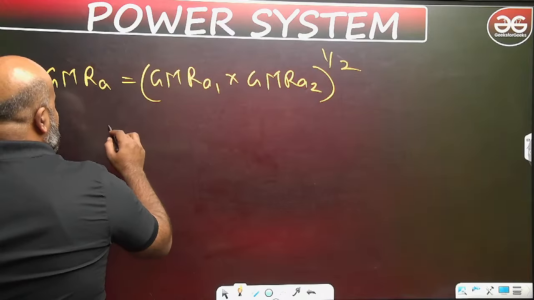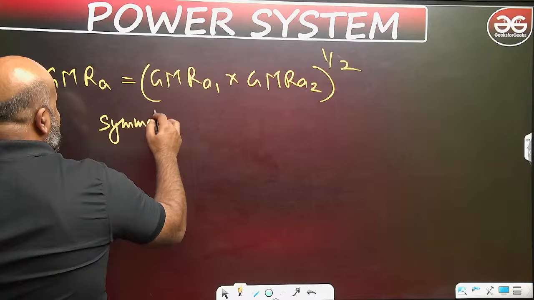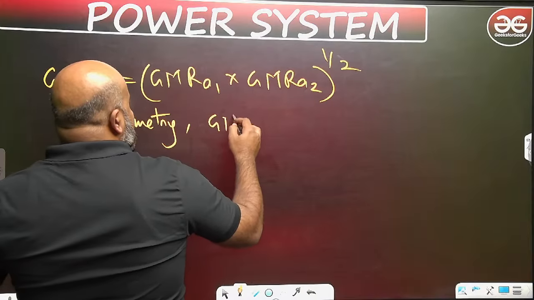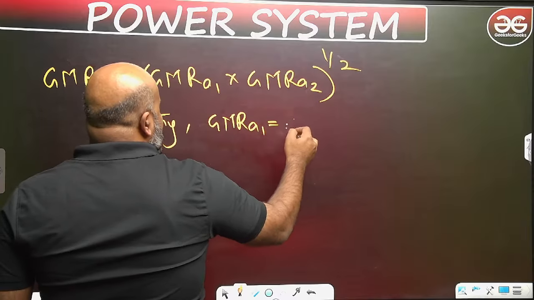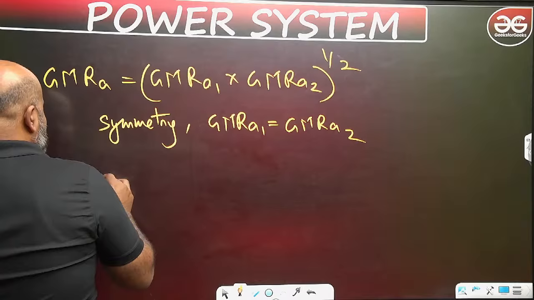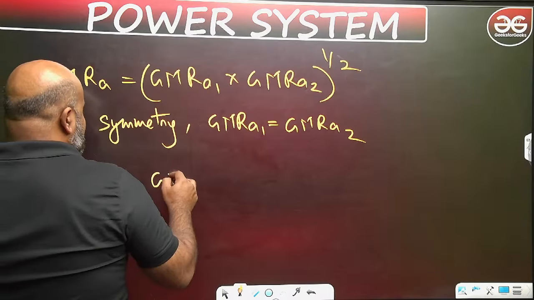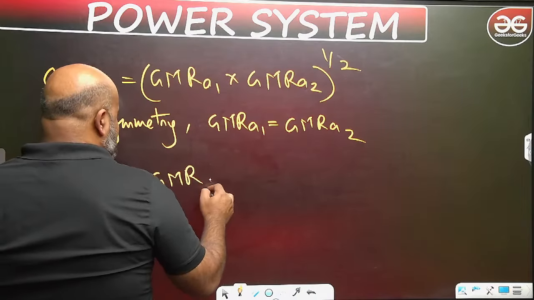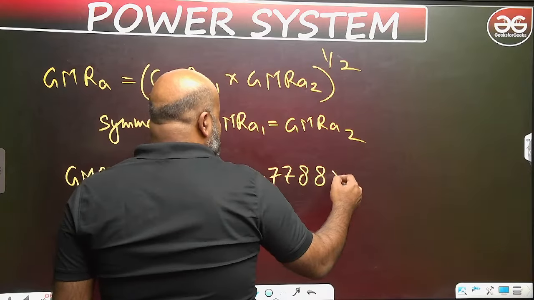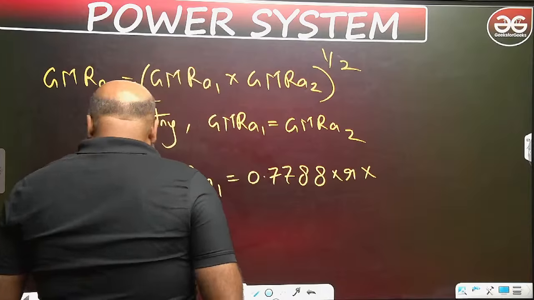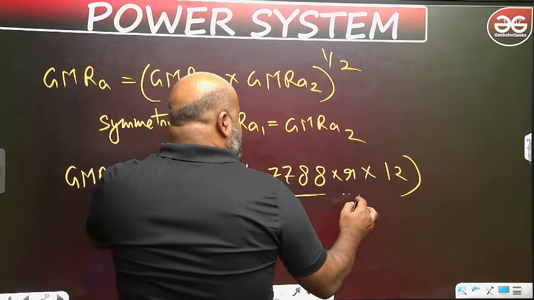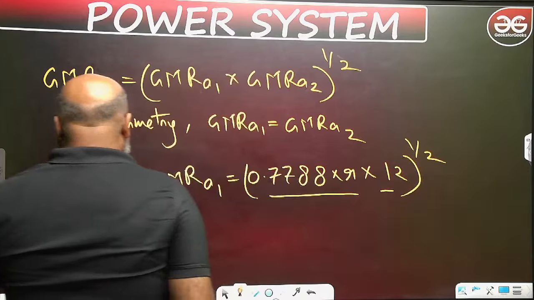So definitely because of the nature of the symmetry, these two GMRs are going to be the same. So directly you can write, because there are only two conductors, two circuits, GMR A1 is same as GMR A2. So you can simply write GMR A. If you write it as GMR A1, you can write it as A2 also. So effective radius of A1, that is 0.7788 into R, and the distance between A1 and A2, that is 12. How many distances? 1 and 2. What is the power? 1 by 2.